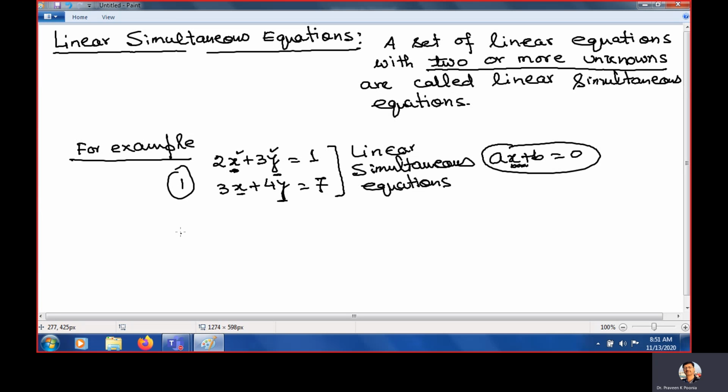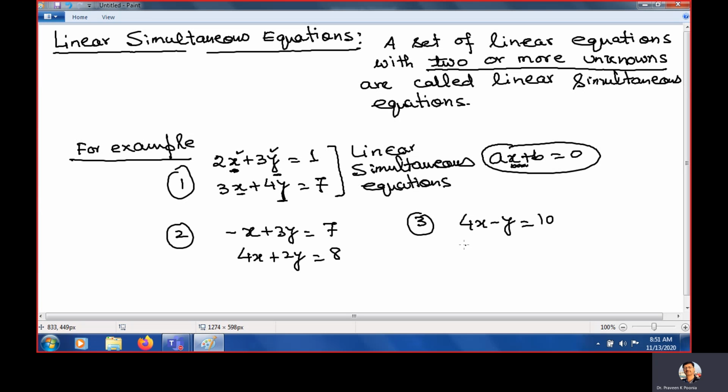This is example number one. Another example we can take: minus x plus 3y is equal to 7 and 4x plus 2y is equal to 8. These are examples of linear simultaneous equations. Clear? Another example we can take is 4x minus y is equal to 10 and 2x plus 5y is equal to minus 7. So these are simple examples of linear simultaneous equations because we have two equations and two unknowns. That's why these are simultaneous equations.